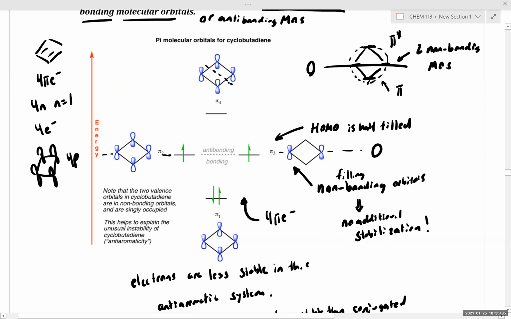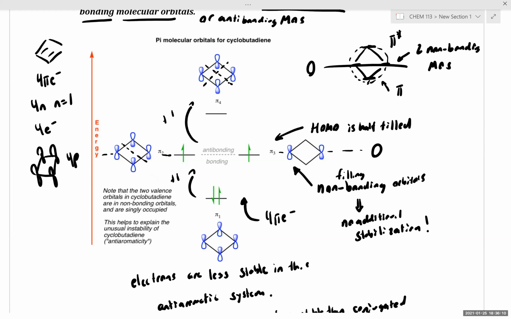How do we tell when nodes are being created? So in general, each time you go up in energy, you generate 1 additional node. So +1 and then +1. So each step up in energy, we see 1 additional node present in our molecular orbital. Does that make sense? No, not quite.